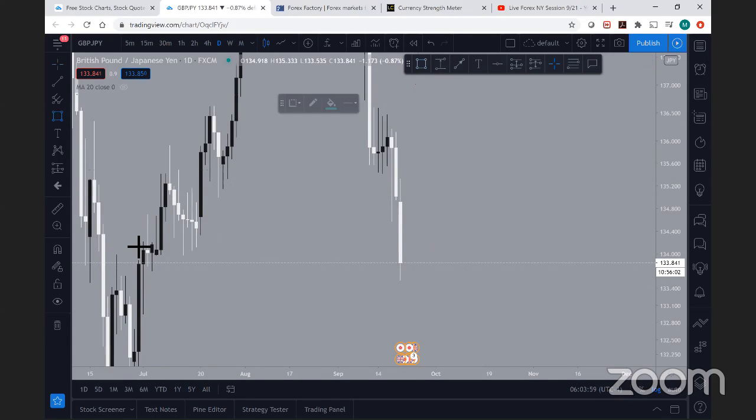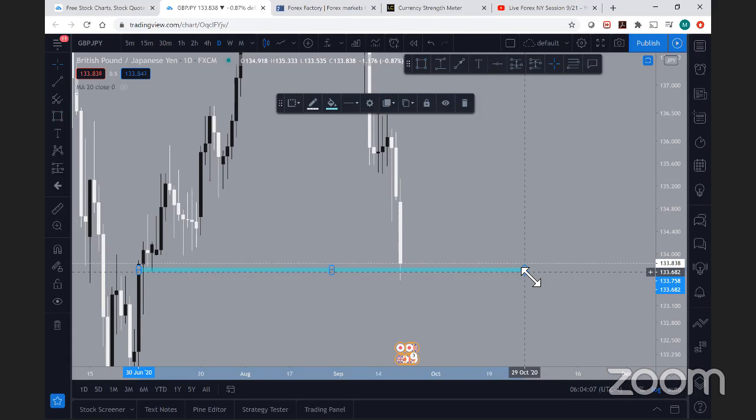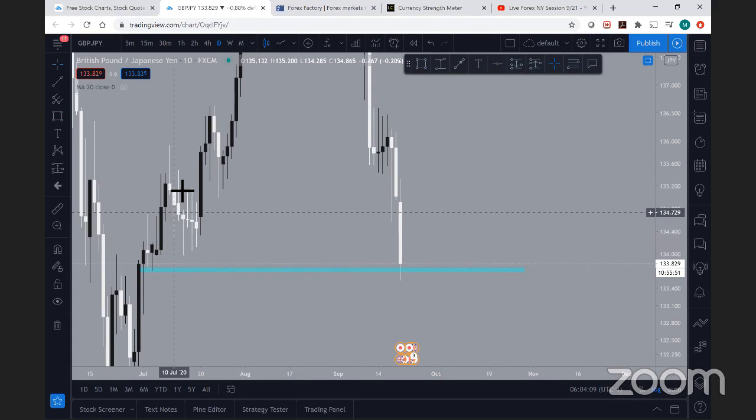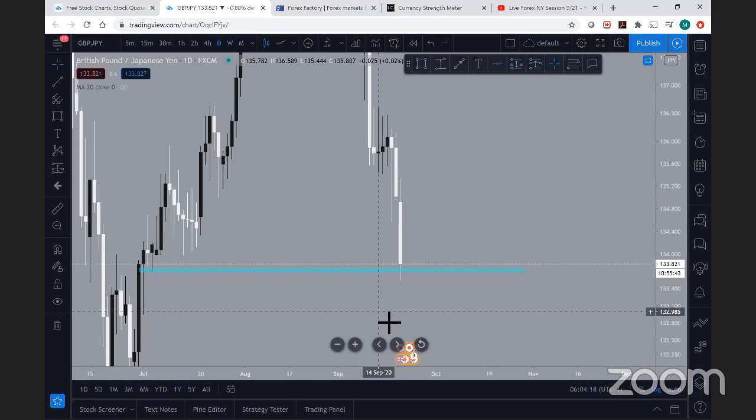All right, so we're gonna start with the daily. Daily's dipping into this little area down over here. So we'll see if we get a break of this area here. If we do, we're gonna go down to 132,980 or so.